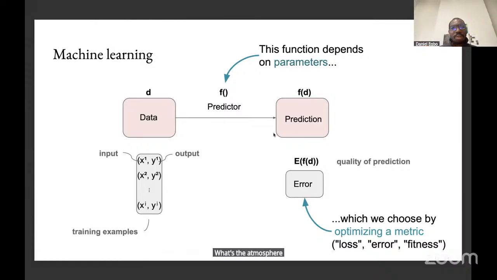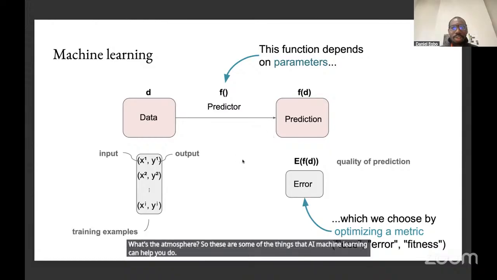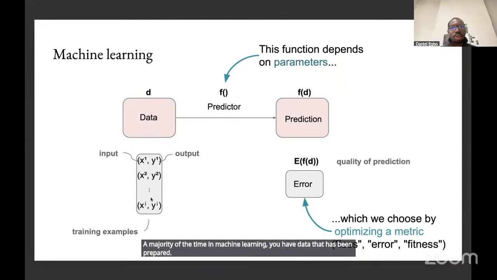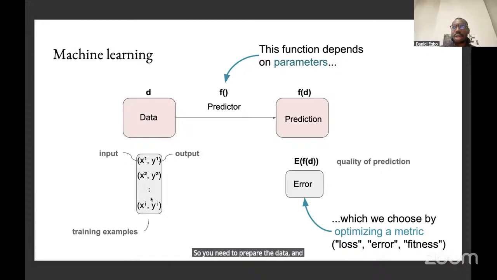So these are some of the things that AI and machine learning can help you do. Just to give you a bit of the concept, you have data. A majority of the time in machine learning, you have data that has been prepared. So you need to prepare the data, and this data has some features. Now, this data itself comprises features. What are the features?